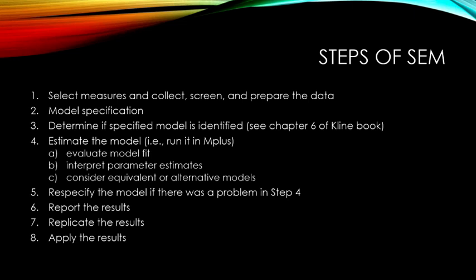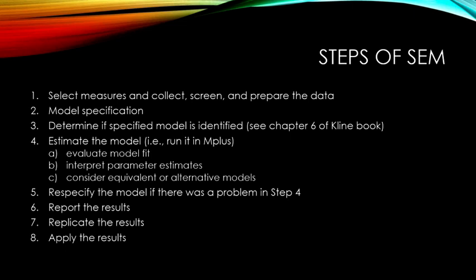Three, determine if the specified model is identified. So when we talk about model identification, that's also another lecture, but that's just making sure that you have enough degrees of freedom in there to make the model interesting. Number four, estimate the model. So that means you're actually running it in M+ or a similar software program. So you're gonna run the model, evaluate it, interpret the model, the parameter estimates, that's the regression coefficients, and also make sure you're considering equivalent or alternative models that may be different and may be a better explanation of the data.